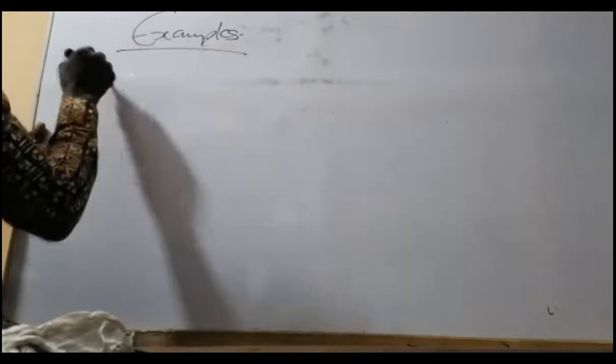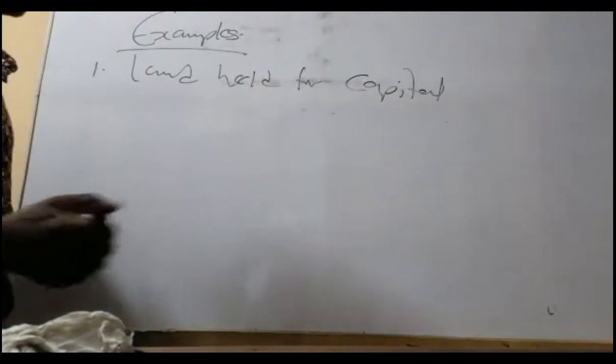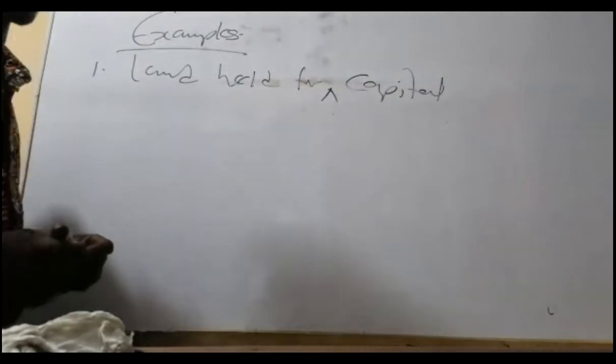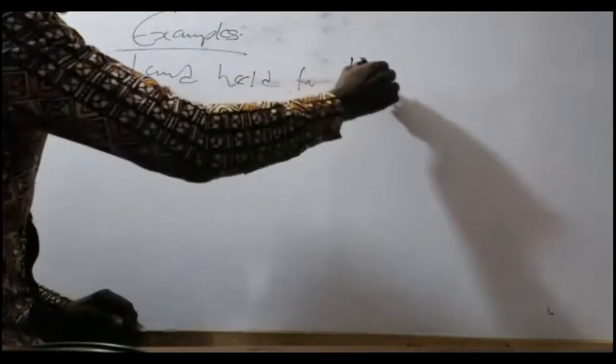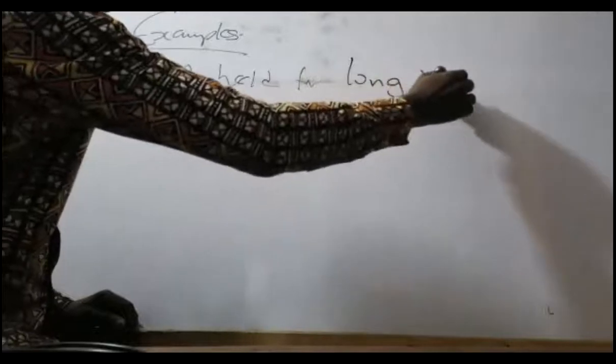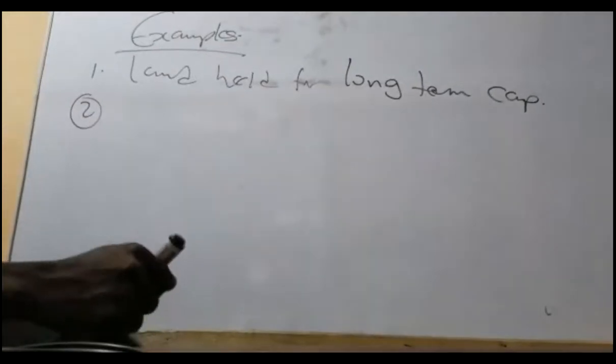Example number one: land held for long-term capital appreciation. You can include long-term there. Land held for long-term capital appreciation. Two.